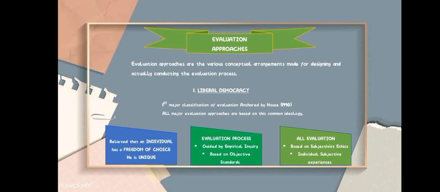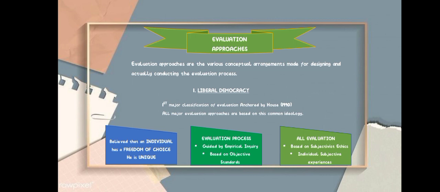The first is liberal democracy, the first major classification of evaluation anchored by House, 1990. All major evaluation approaches are based on this common ideology. First is the belief that an individual has freedom of choice. He is unique. Evaluation is a process guided by empirical inquiry based on objective standards. All evaluation is based on subjectivist ethics, individual subjective experiences.